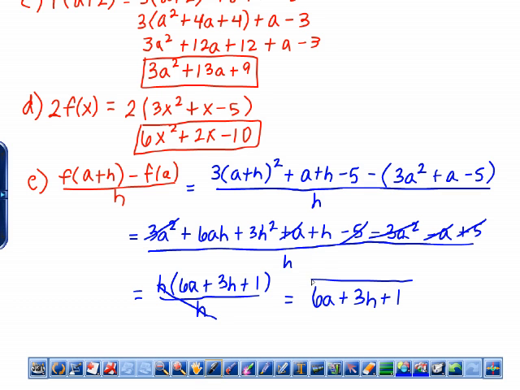Now, if you've already done your after party, then you know that if you let h be equal to 0, you can see that the 6a plus 1 has significance, and that is all stuff we're going to explore throughout the semester.